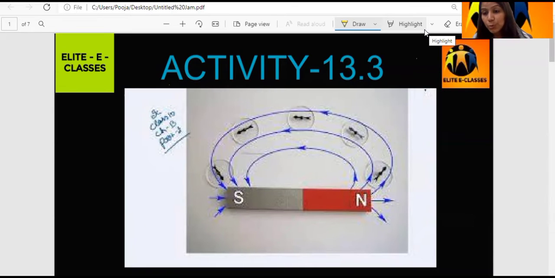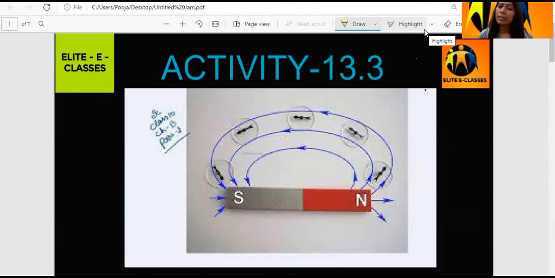As I have told you before, these activities are very important from the point of view of the examination. Activities as well as application-based questions always come in your examination from this chapter, chapter number 13. So in today's part we will learn about activity number 13.3.